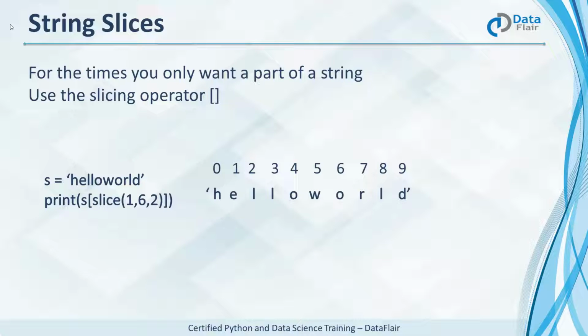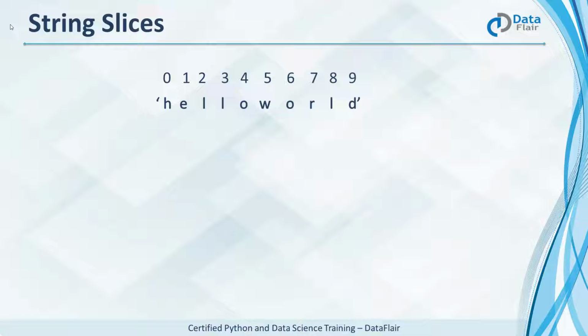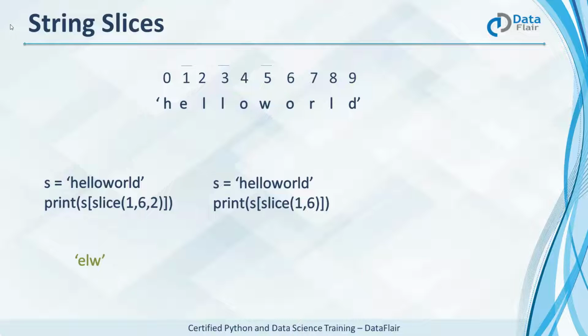These are the indices left to right. So this slice gives us values at the positions 1, 3, and 5. This is "elw". Let's try some more slices in this. This gives us values at the positions 1, 3, and 5, and this is "elw". If we skip the step value, this means values from index 1 to 5.